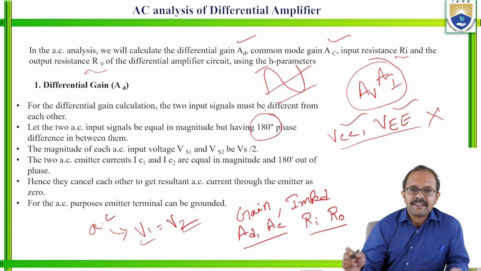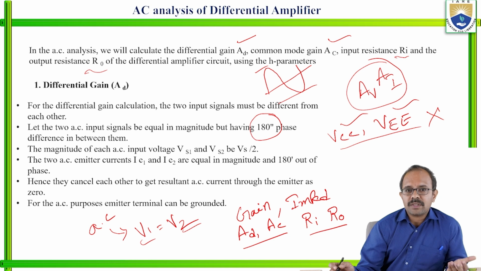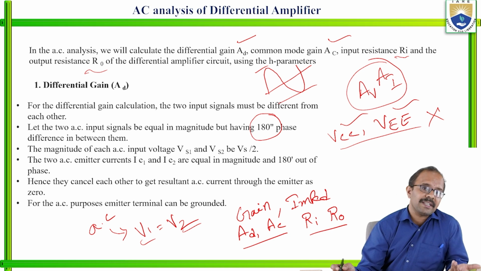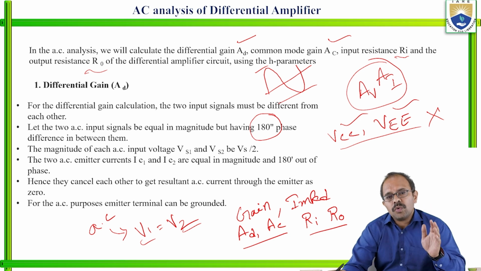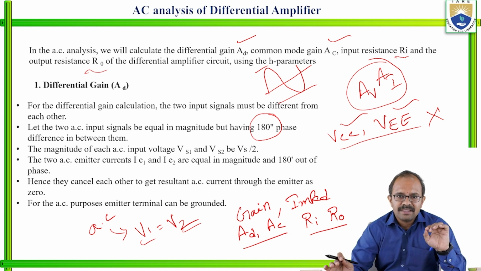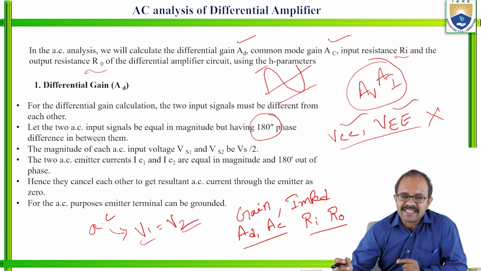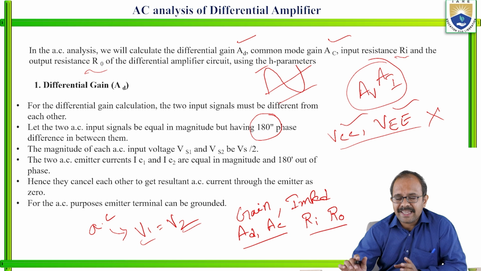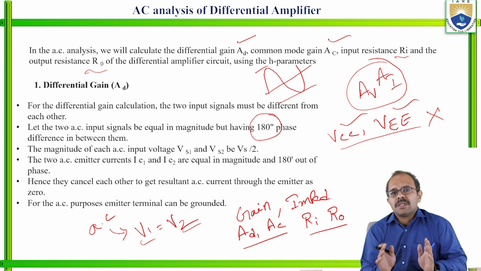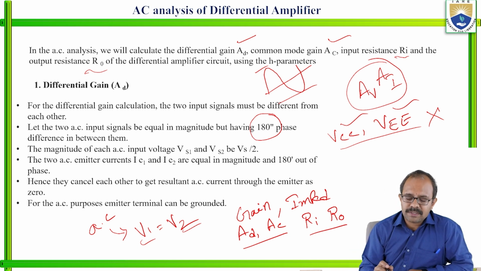And look at this one: there is a 180-degree phase shift. What is meant by the 180-degree phase shift here? The starting point of the two input signals is not the same. There is a delay of 180 degrees that we introduce between the two input signals. However, they are going to possess equal magnitude. The magnitudes of both input signals are going to be the same.